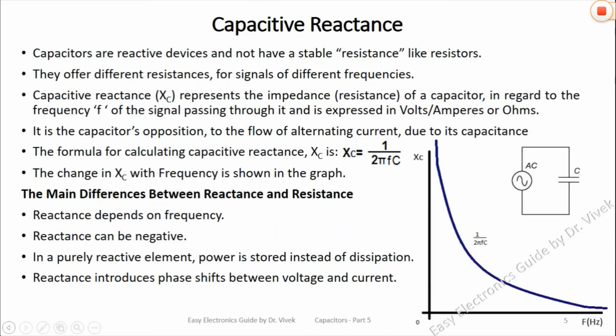Capacitors are reactive devices and they don't have a stable resistance. They offer different resistance to signals of differing frequencies. Capacitive reactance Xc is the impedance of a capacitor with respect to the frequency f of the signal passing through it. The formula for calculating capacitive reactance Xc is 1 by 2 pi f C. Here C is the capacitance.